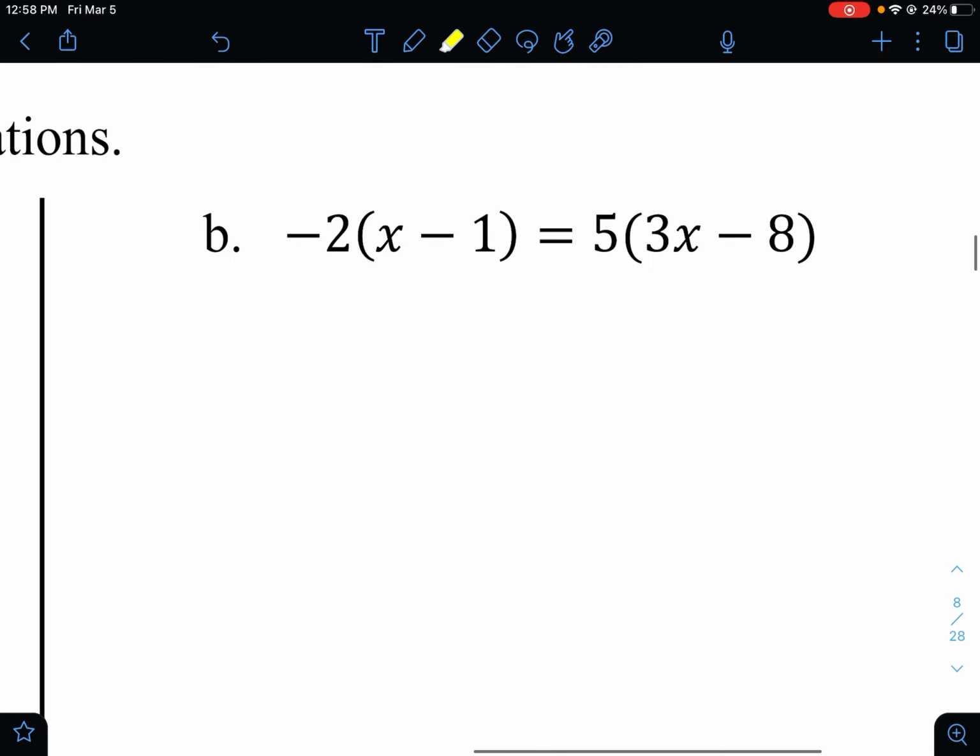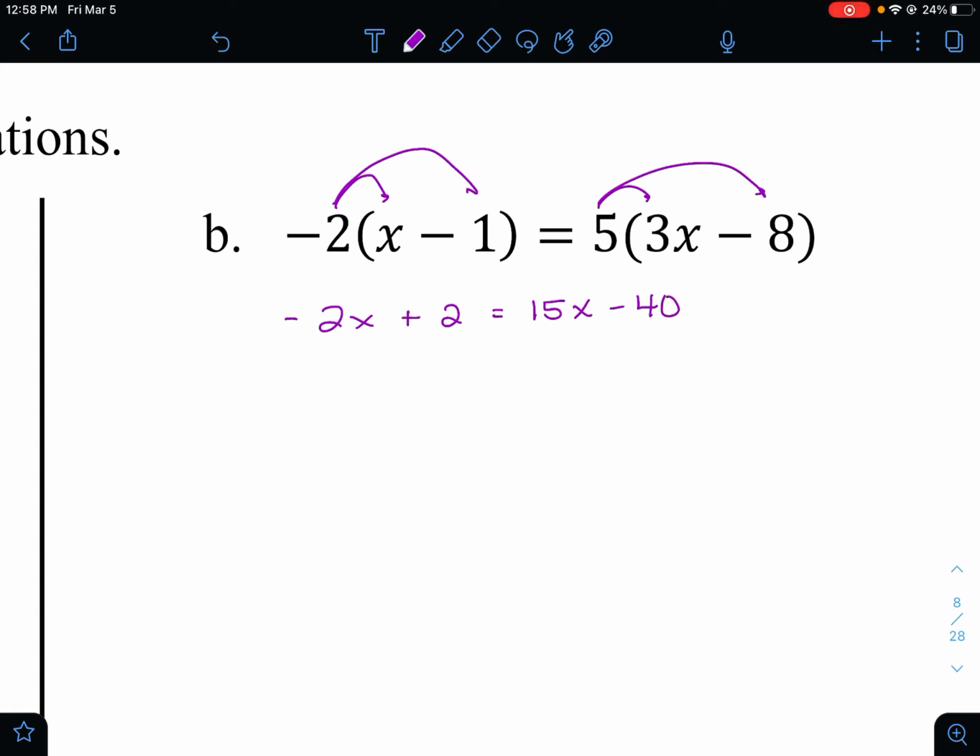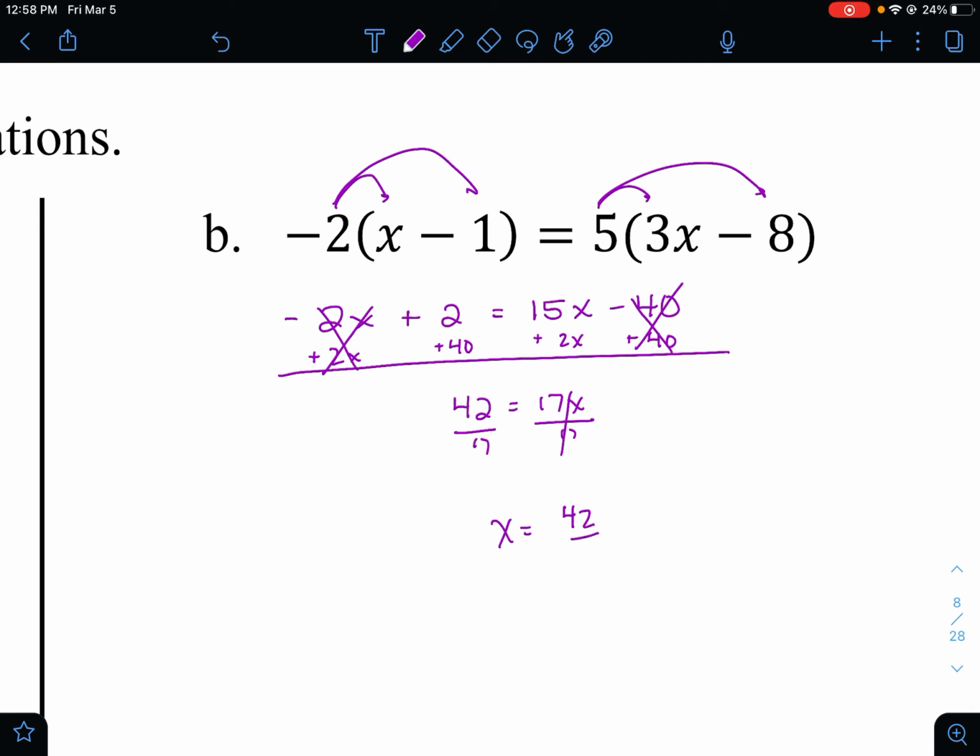All right, moving along to b, we see we have our variables inside parentheses, so refresh your memory of distributive property. So we get negative 2x plus 2 is equal to 15x minus 40. I'm going to add 2x to both sides. I'm going to do two things at once here. Then I'm going to add 40 to both sides. My 2x's go away, my 40's go away, so I'm left with 42 is equal to 17x. Divide both sides by 17, and we get that x is 42 over 17.